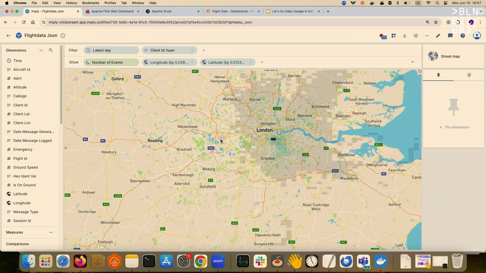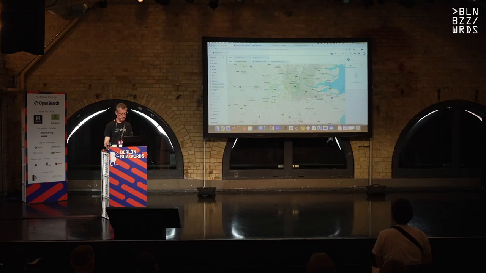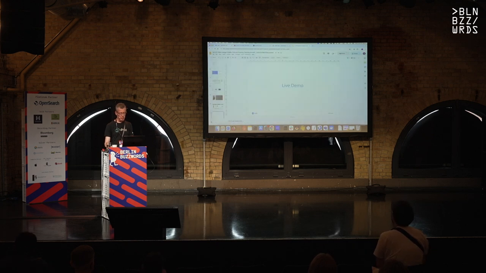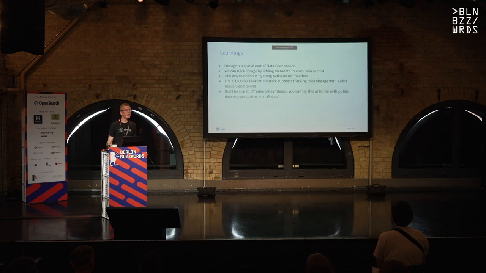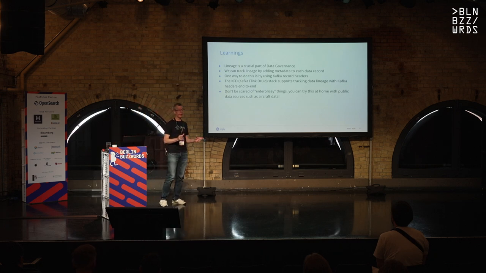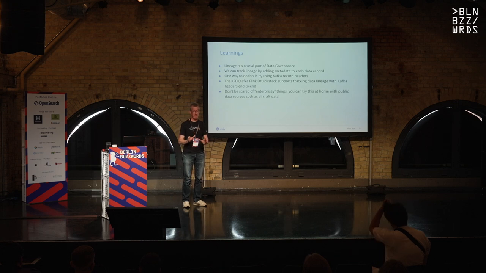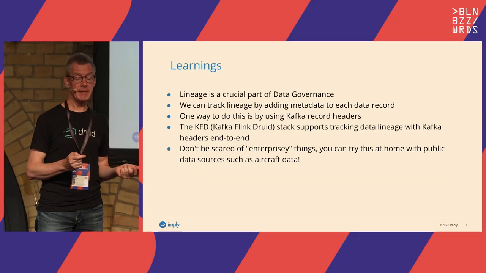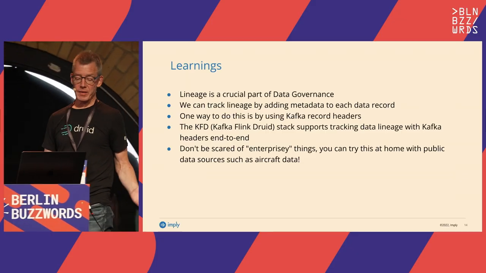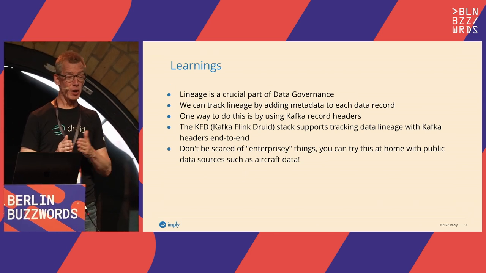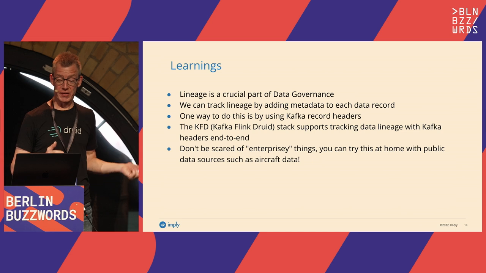Now, for me, this is a nice experiment. It was learning something about technology, but tying back into the subject of the talk, what this enables you to do is establish a chain of custody by adding metadata to each record in Kafka, passing this metadata through in Flink. You can also add more tags to document what you have been processing in Flink. And with a Kafka-Flink-Druid stack, you have all the tooling to process the metadata as first-class citizens.